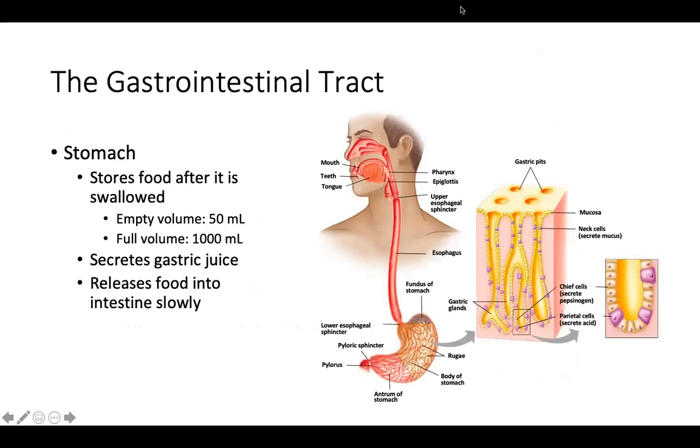And then getting down into the stomach. This is where we store food after it's been swallowed. The stomach can accommodate varying volumes. It can go from 50 mL, which is an empty stomach, to about 1,000 mL, which is a full stomach. And the stomach can expand exponentially. If you chronically overeat, your stomach will start to accommodate much more than 1,000 mL of food.